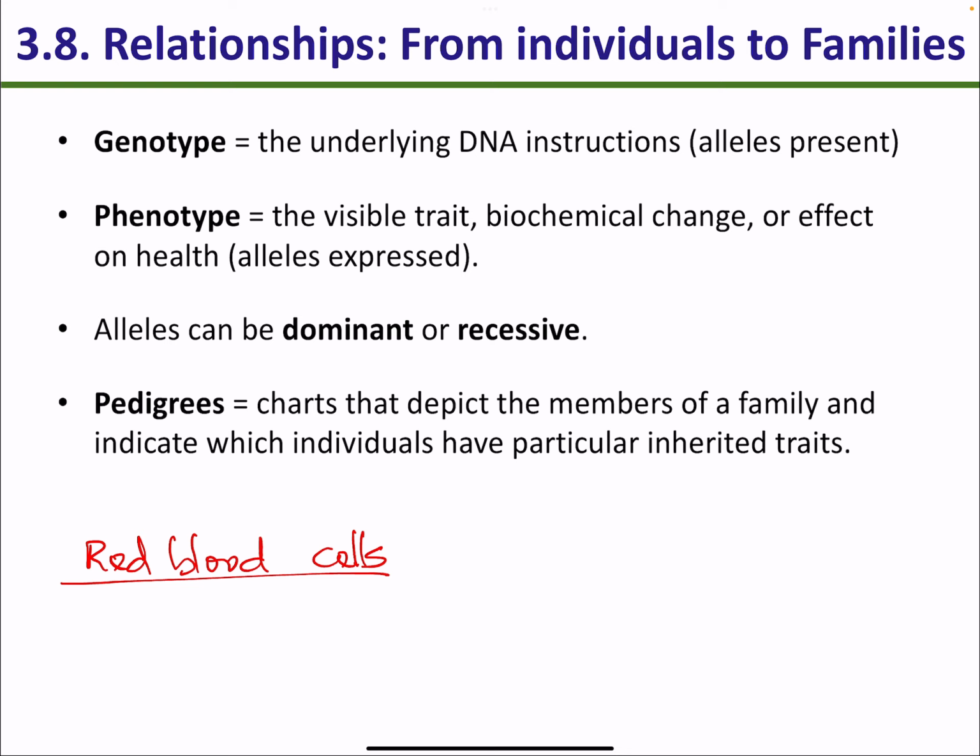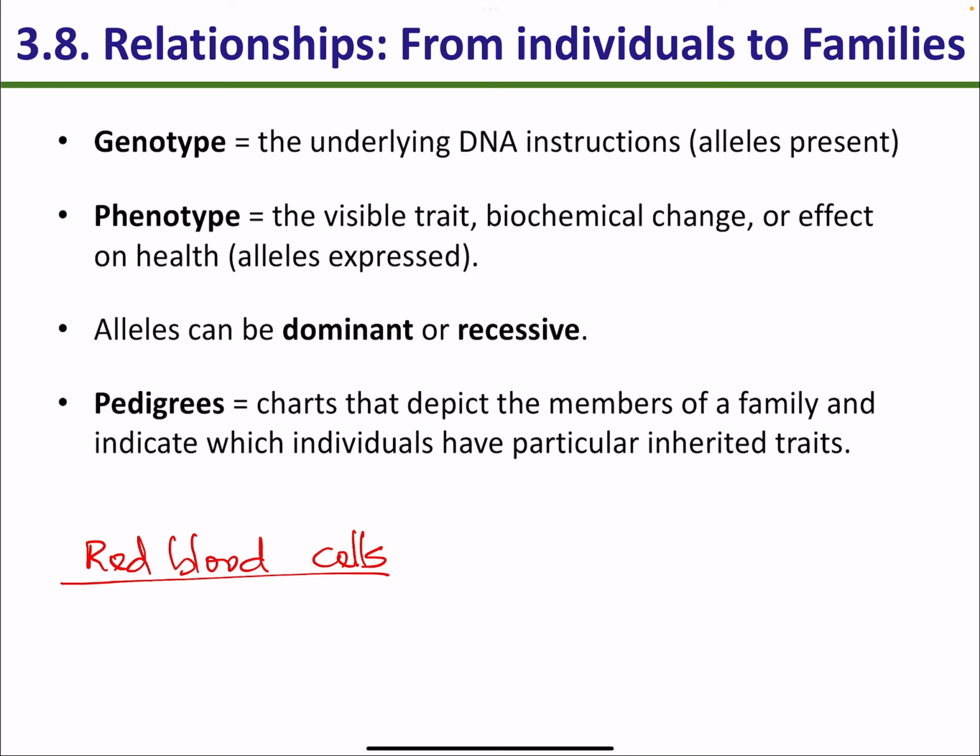So now, at this point, when you consider an individual, that individual is going to have two sets of chromosomes, right? One they receive from mom and one they receive from dad.